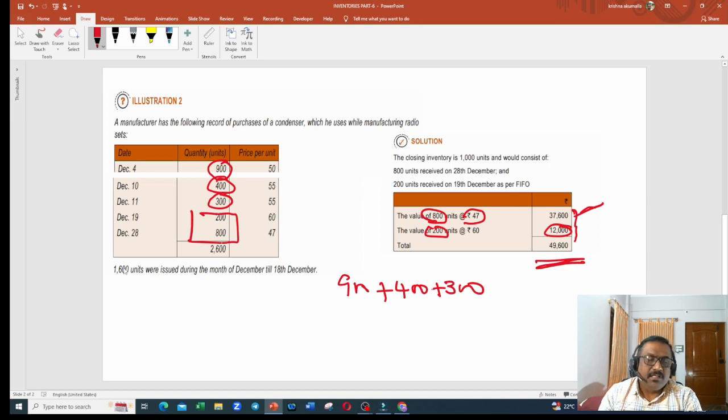That's all. This is how the FIFO method has to be followed in terms of calculating the inventory.